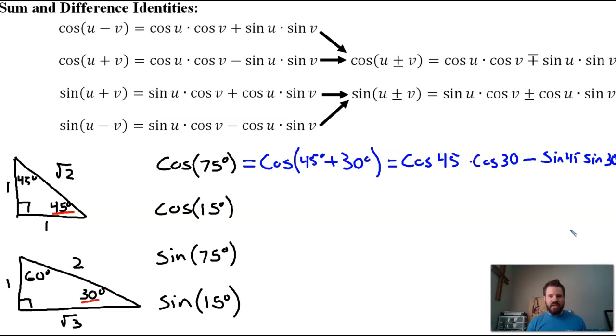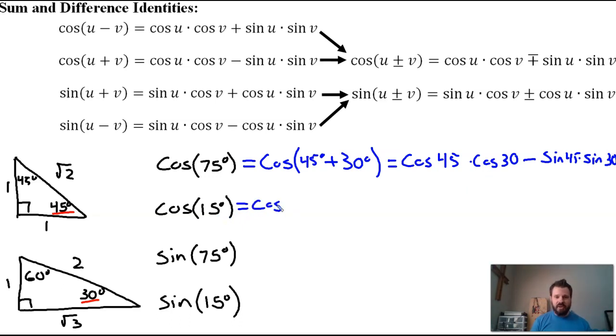Okay, I can evaluate from there using my special right triangles. I can figure out what each of these different trig expressions evaluate to. Again, the thing I want to answer is, why is this a minus? Well, it's because the equation tells us so. Let's do the same thing with a minus. We can write 15 degrees as 45 minus 30.